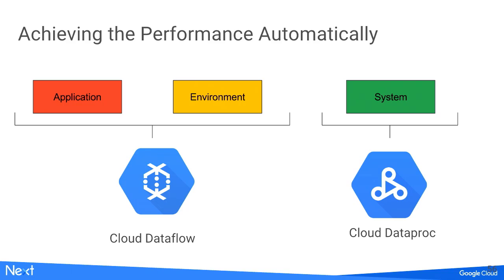In our talk, we covered the application aspects and the environment aspects and how we deal with them through Dataflow, looking at dynamic work rebalancing, autoscaling, and the graph optimizations we do. And on the system side, we looked at Dataproc and how they improved one of the core system libraries by replacing it, to increase the performance of reads and writes to GCS, which is a very common pattern that our users use.